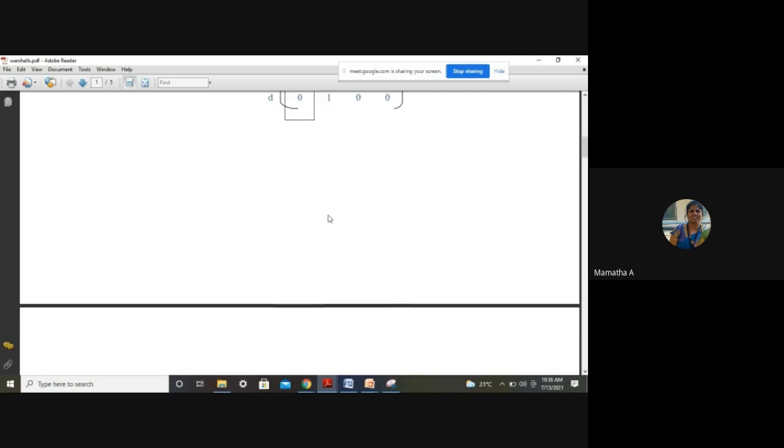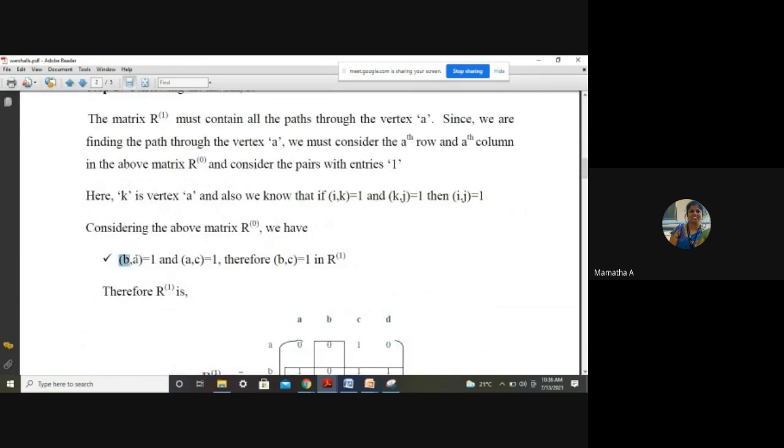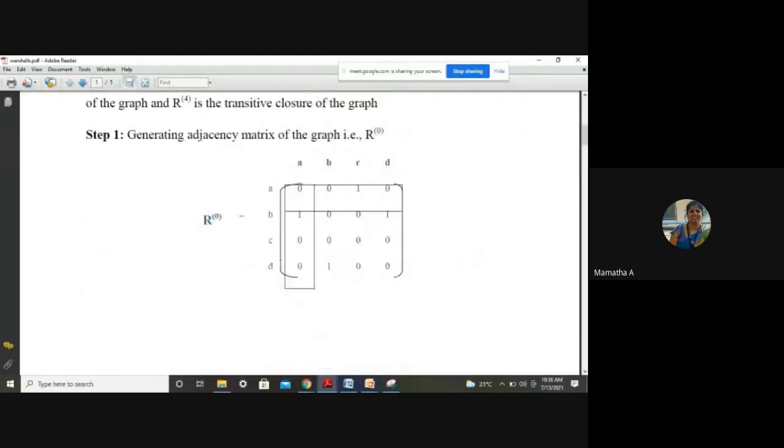So you can observe B comma A is 1 and A comma C is 1. Remember, first you should consider the column, then combine with all the possibilities of rows. Consider only the entries which are 1. Therefore, B comma C is 1 in R1. Are you understanding? And you can see there are no other possibilities. That was the only possibility.